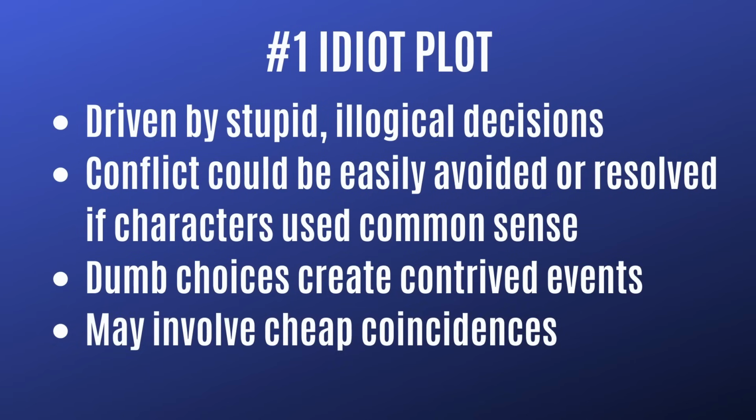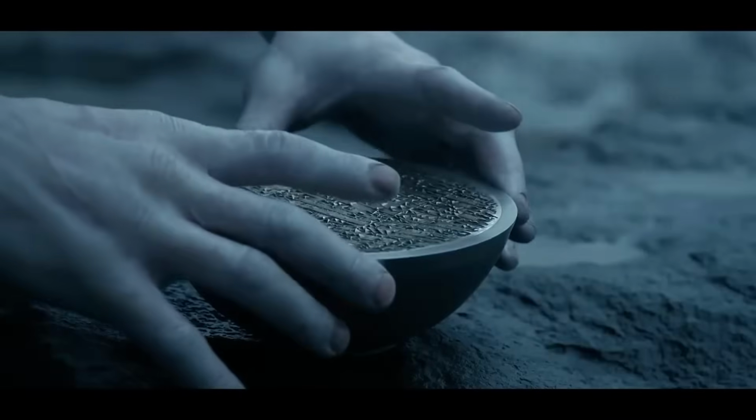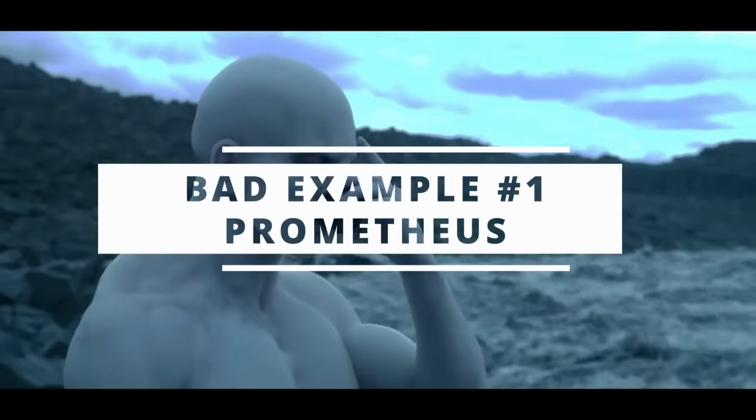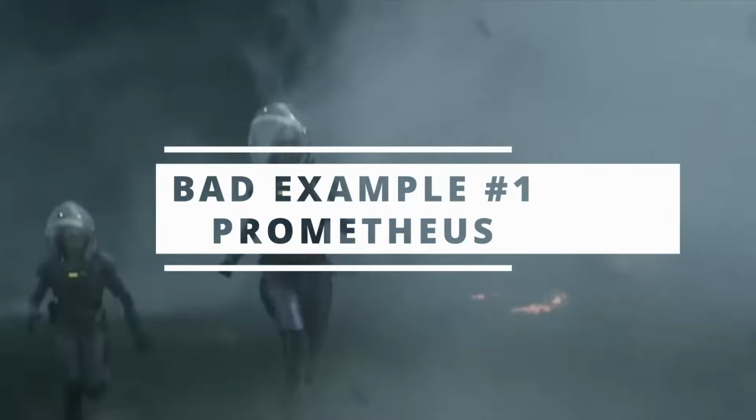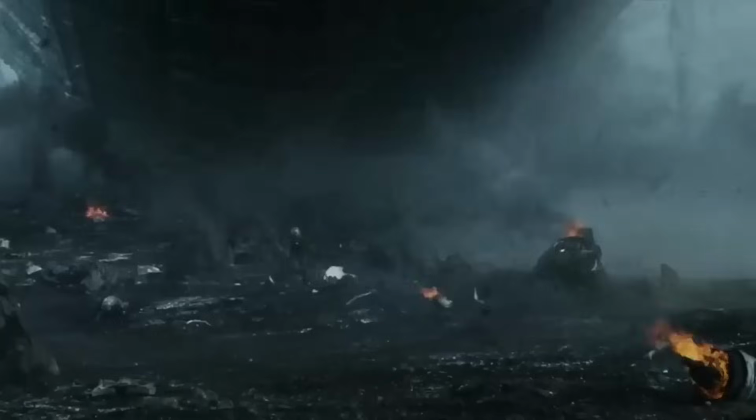And the thing about idiot plots is that they can be forgivable in comedies. However, they're very frustrating in serious stories because idiot plots undermine the characters and the drama. For a bad example, let's look at Prometheus. Prometheus is the prequel to the Alien movies. Its characters are a level 99 kind of stupid, and they need to be in order to make this contrived, overcomplicated plot happen.